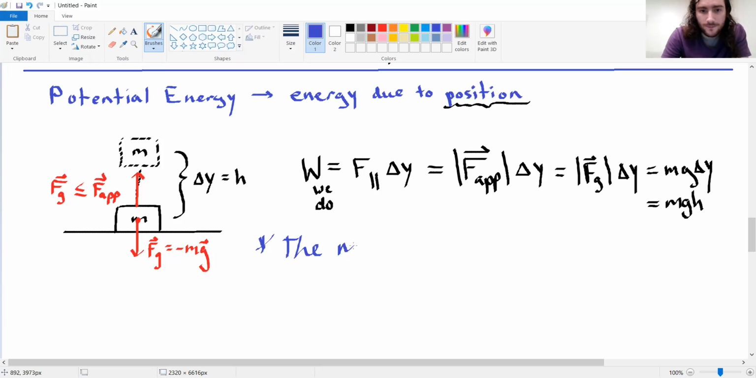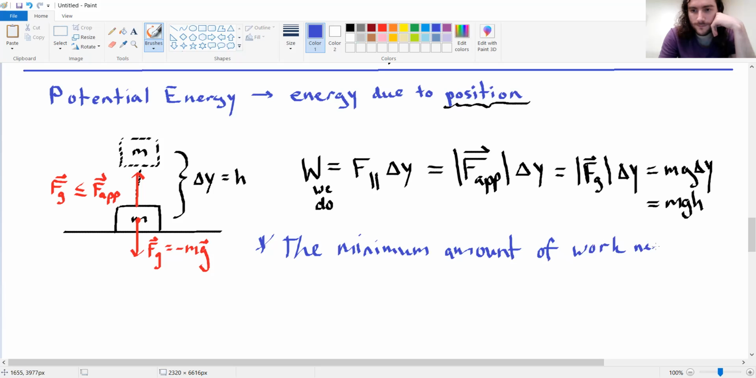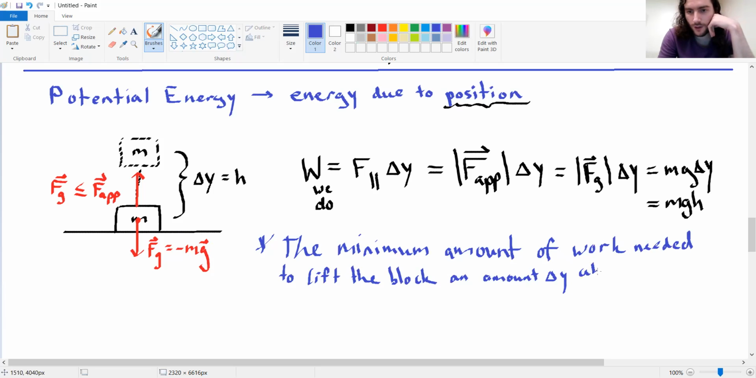The minimum amount of work needed to lift the block an amount delta y against gravity.